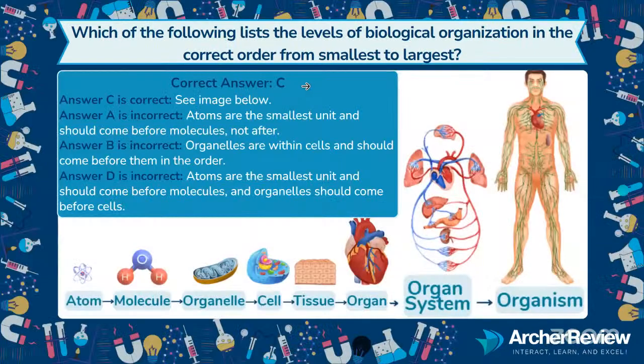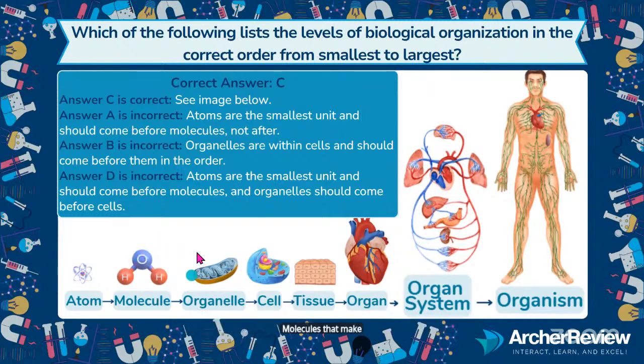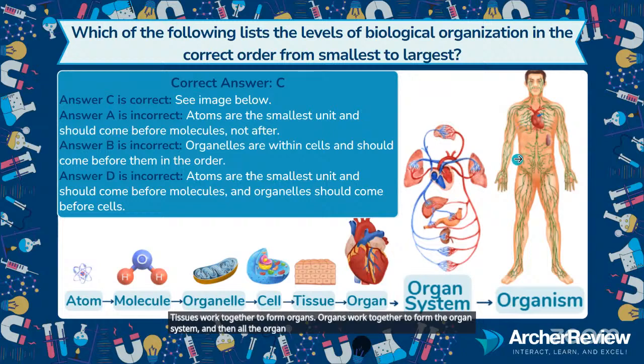Okay, our correct answer is C. Okay, and I pulled this image from our content from Tuesday. So from smallest to largest, we have atoms that make up molecules, molecules that make up the organelles which fit inside the cells. Cells work together to form tissues. Tissues work together to form organs. Organs work together to form the organ system, and then all the organ systems work together to form the organism.